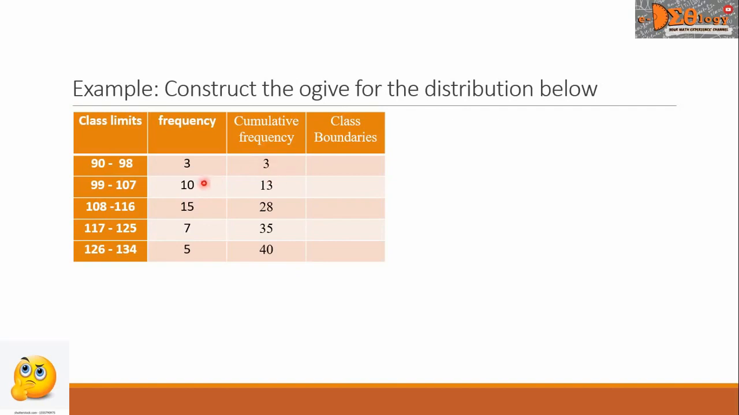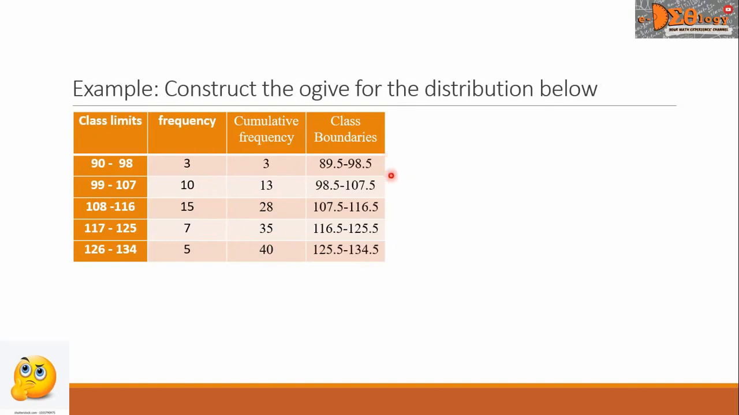Then 3 plus 10 equals 13. We write here 13. 13 plus 15 equals 28. 28 plus 7 equals 35. 35 plus 5 equals 40. Next, let us complete the column of class boundaries.